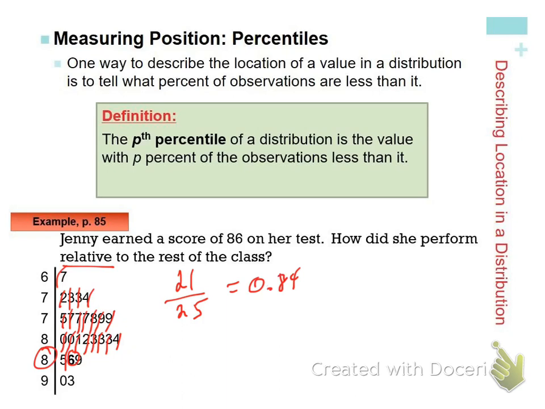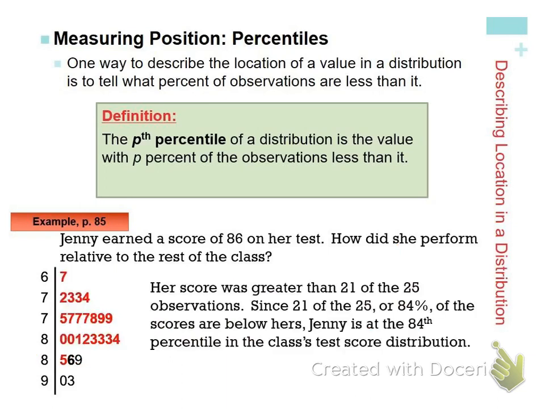That means that she's in the 84th percentile, which means that 84% of the students in the class scored less than her, scored worse than her on the test, right? So maybe a decent way to look at your test scores. Okay? And so this is just the same thing typed out.